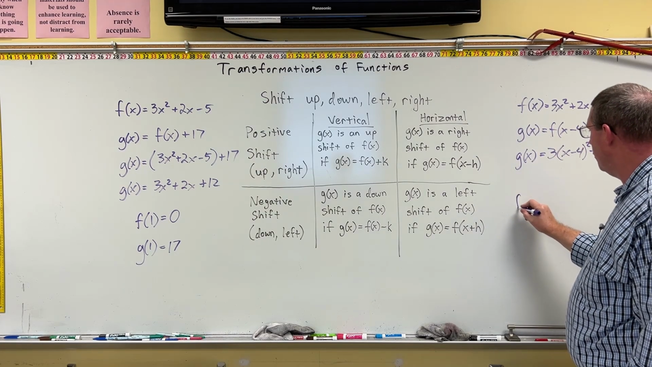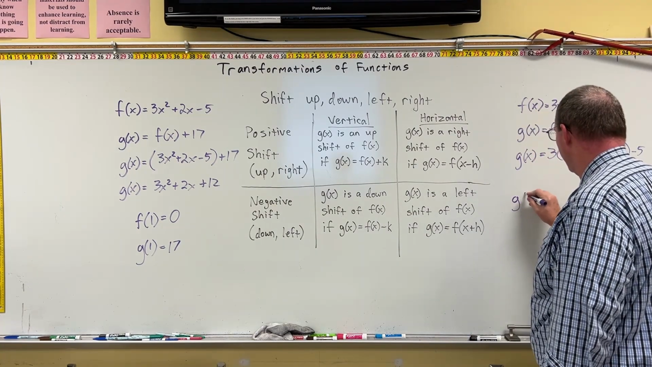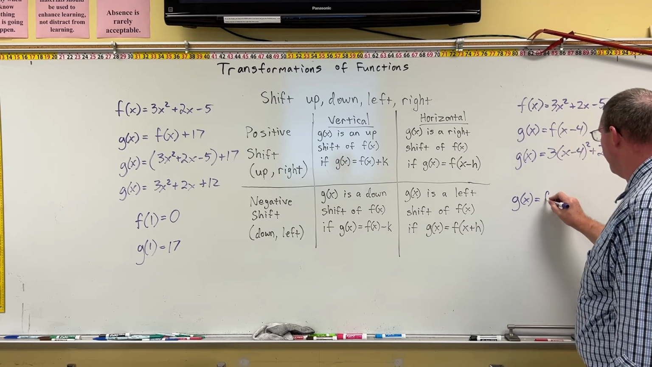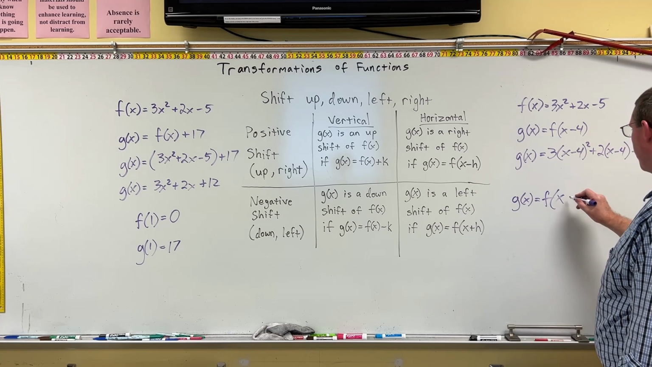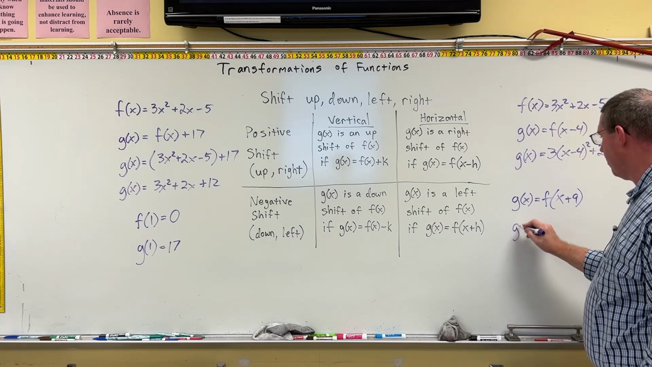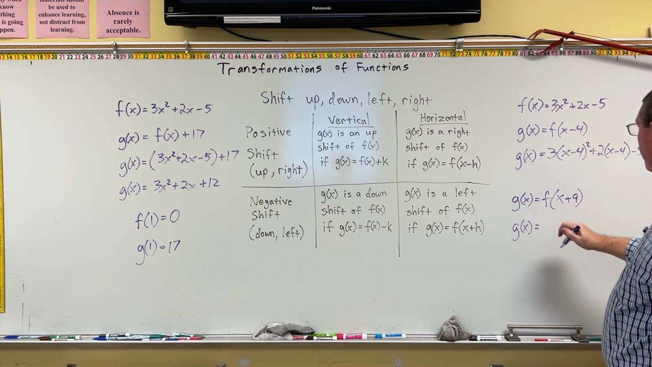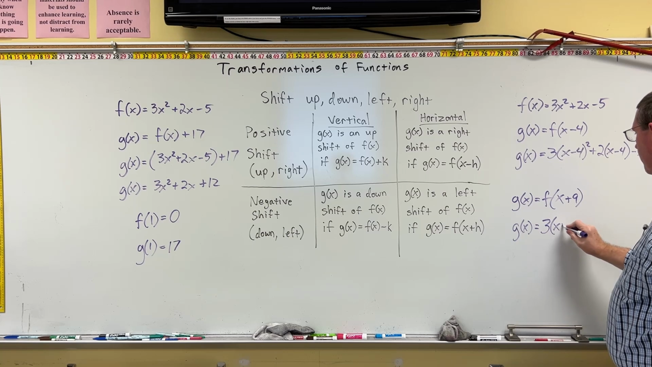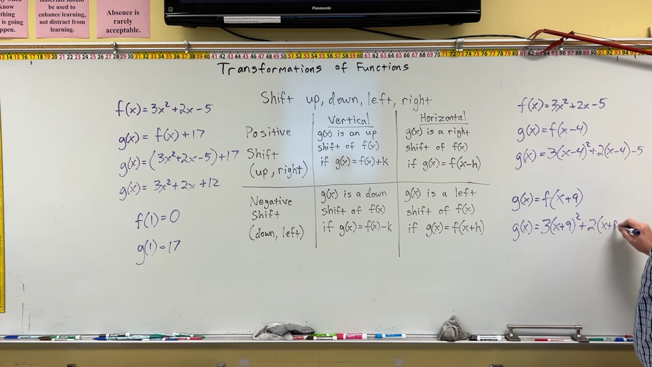We could also do, what if we wanted g of x to be a leftward shift? Let's say we wanted g of x to be f of, let's shift left by 9. So we can put f of x plus 9. And so then g of x would be equal to f of x, but in the place of x, we're going to put x plus 9. So we'll have 3 times (x plus 9) squared plus 2 times (x plus 9) and then minus 5. And so this would be the leftward shift by 9.